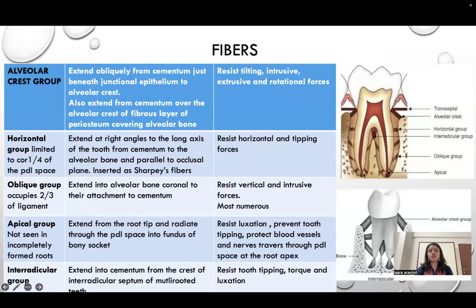This one resists luxation, prevents tooth tipping, and protects blood vessels and nerves that traverse through the periodontal ligament space at the root apex. And the last one is the interradicular group. It extends from cementum into the crest of the interradicular septum of multi-rooted teeth. This is the interradicular group. It resists tooth tipping, torque, and luxation.